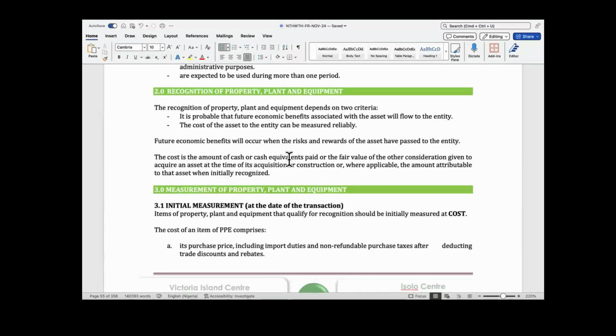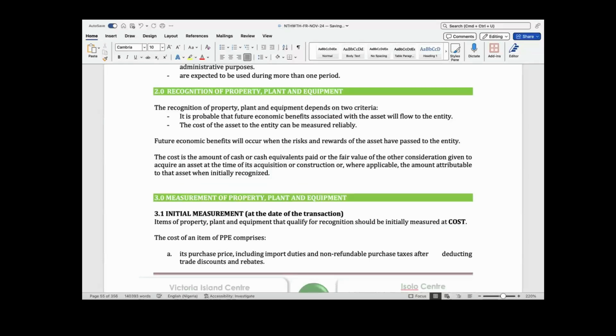And how do you recognize this item in your books? A lot of you will know that you simply debit PPE. Assets are always debited. Then you credit either bank, if you are paying for it, or you credit other payables if you bought it on credit.